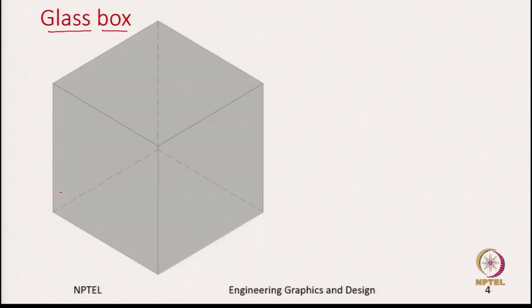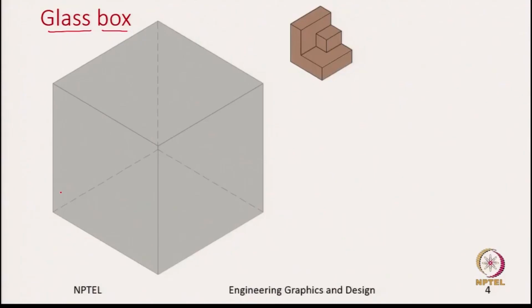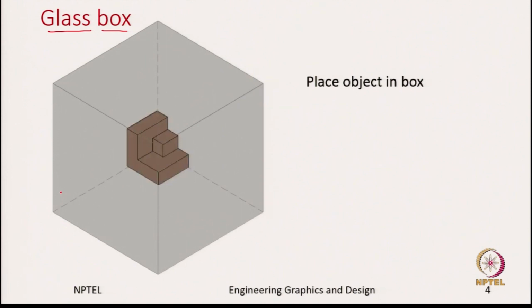So, here we say that there is a glass box, which means all the sides are transparent, and now if we have an object, we want to place this object at the middle or the center of this glass box. So, let us place the object in the box. Now, we have the glass box and the object is sitting at the center. Now, we need to draw the 6 projection images.